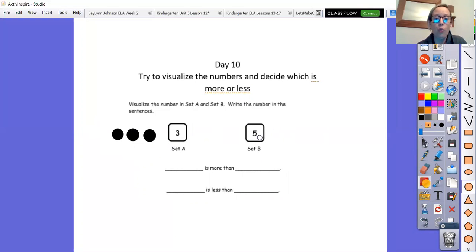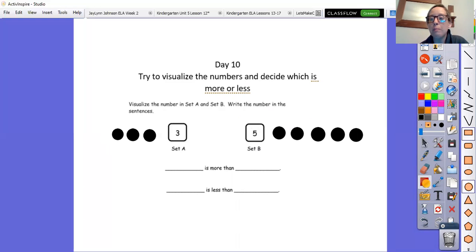Over here, what number is set B? It is 5. Remember the 5? The B goes down and around the hive, we top it off to make a 5, okay? So let's draw 5 circles here. 1, 2, 3, 4, 5, okay? All right, so it's saying we have to figure out which is more and which is less.